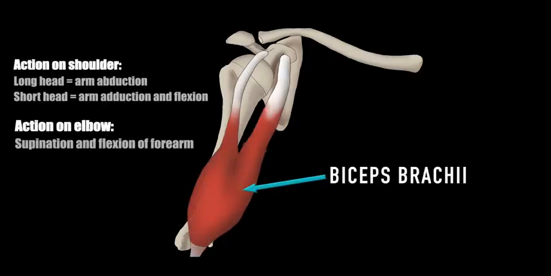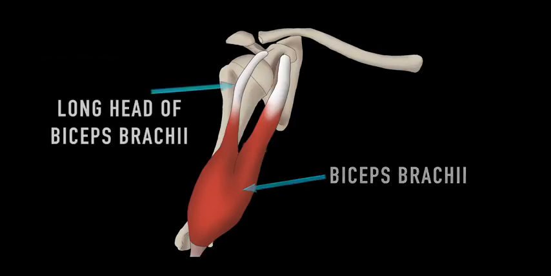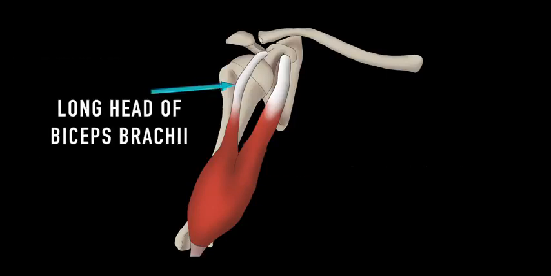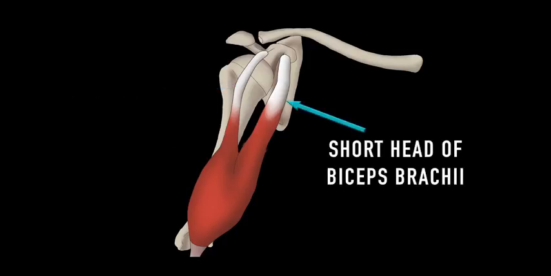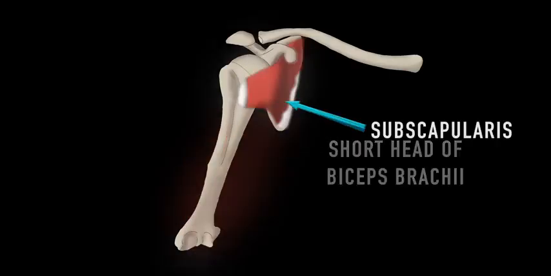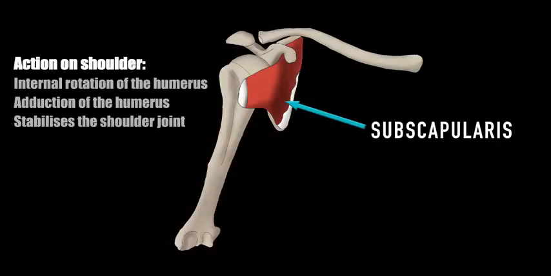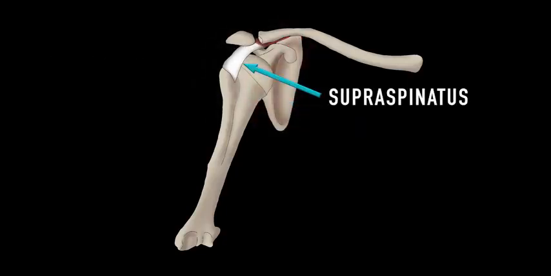Seen anteriorly, the biceps brachii has 2 muscle bellies and 2 tendons. The long head originates from the supraglenoid tubercle of the scapula and travels within the bicipital groove to join the muscle, while the short head originates from the coracoid process of the scapula. The subscapularis originates from the subscapular fossa and its tendon inserts onto the lesser tubercle of the humerus, as seen here.